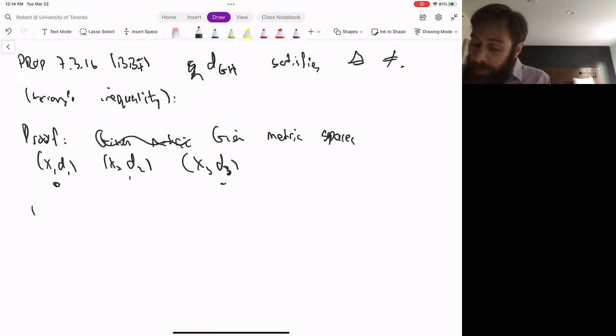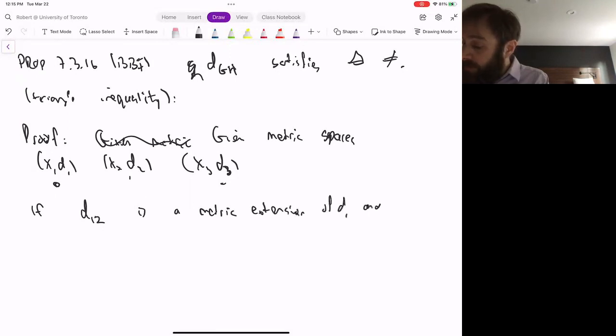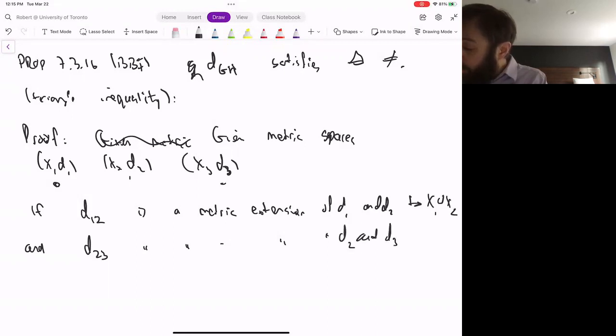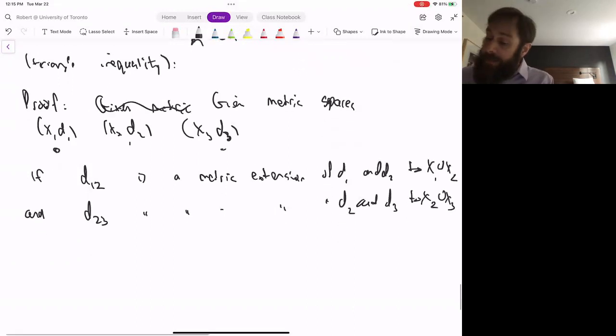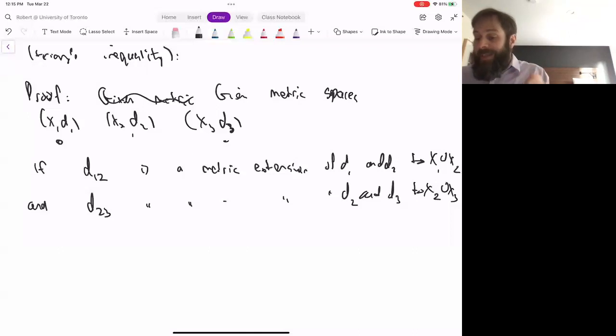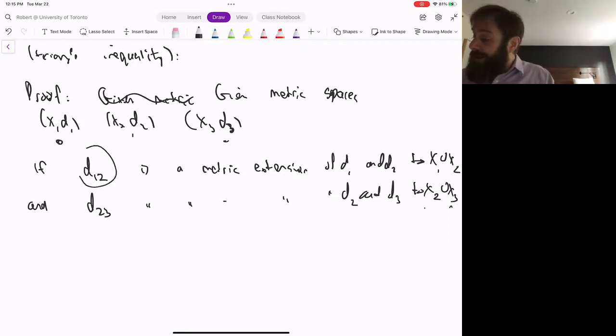So if d12 is a metric extension of d1 and d2 to x1 union x2, and d23 is a metric extension of d2 and d3 to x2 union x3, I'd like to construct a metric extension d13 of d1 and d3 for which the Hausdorff distance between x1 and x3 is dominated by the Hausdorff distance between x1 and x2 given by this metric extension, and the Hausdorff distance between x2 and x3 given by this metric extension.